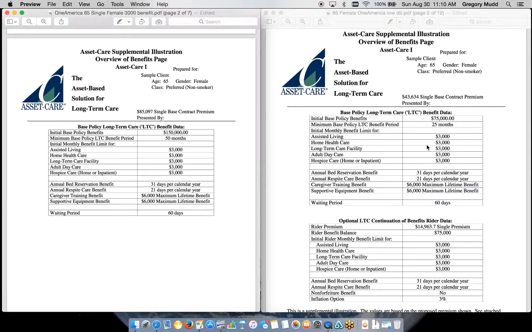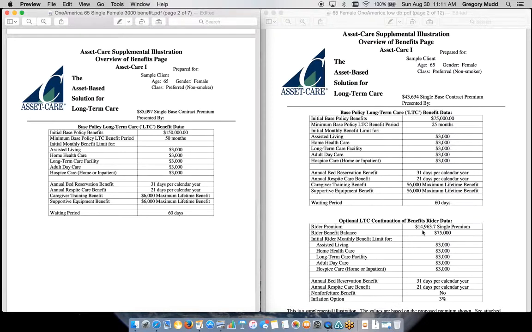And basically, let's say that we had a long-term care need that starts 10 years after the product was sold. On the left-hand side, you'd get $3,000 a month, and on the right-hand side, you'd get $3,000 a month. The difference would be at the end of 2 years and 1 month, this contract has used up all the base policy benefits and would then go to the extension or continuation of benefits rider. So we have a single premium amount for that particular rider of, let's call it $15,000.